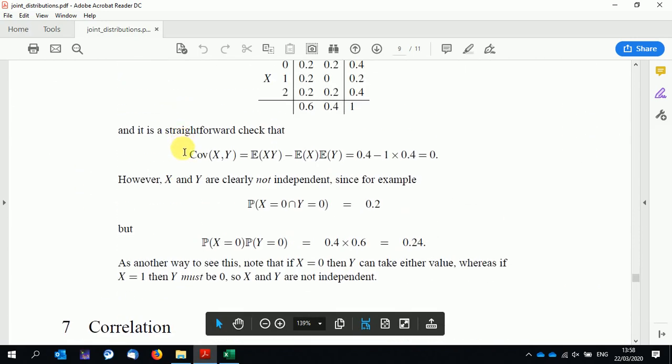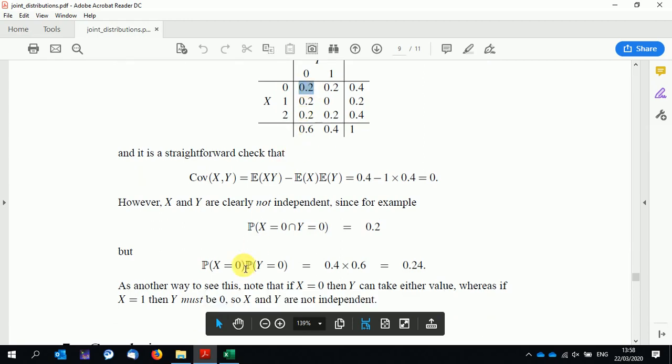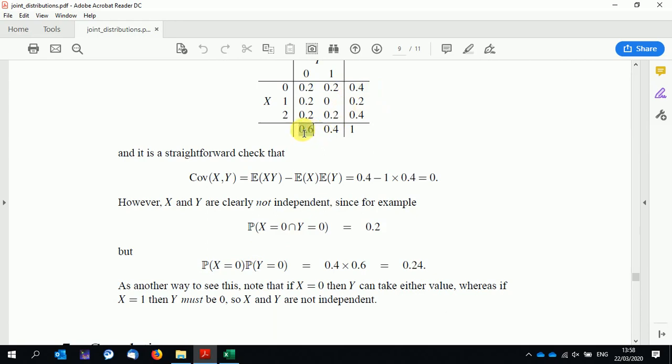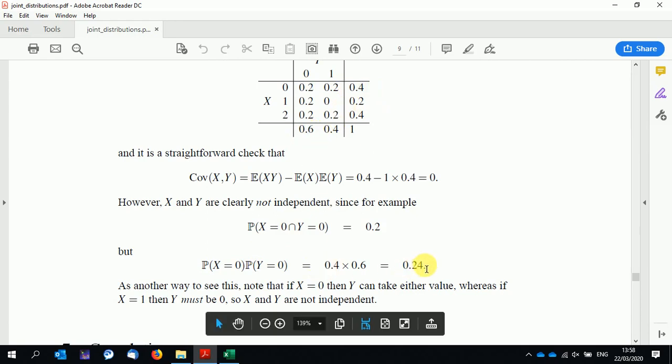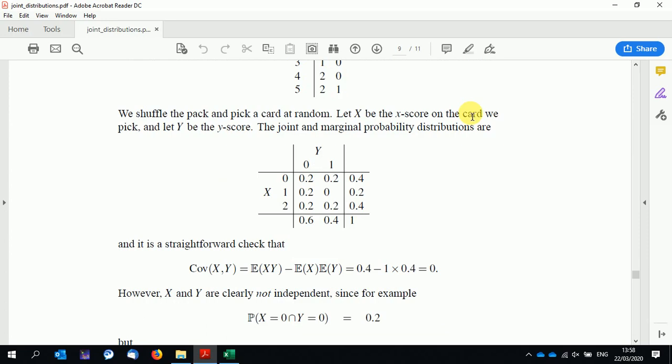Right, so on the left side we have, let's consider this one, probability x equal to 0 and y equal to 0. That's here. And let's try to find the right hand side of the equation. Probability x equal to 0 is this, probability y equal to 0 is 0.6. If I multiply, I get this answer. They are not the same, hence they are not independent. So here the example that we have is covariance is equal to 0, but they are not independent, which I have been discussing for the last 5-10 minutes.